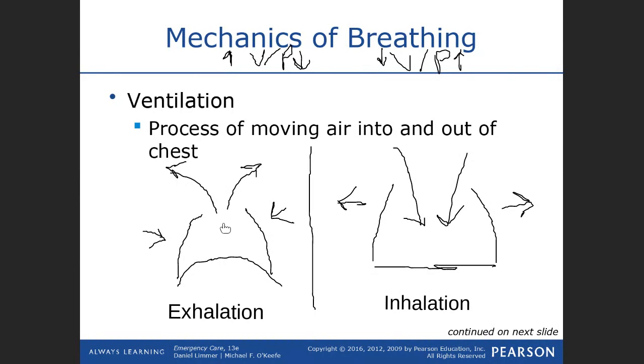So in the normal physiology of breathing, we breathe in with negative pressure, we breathe out with positive pressure. And remember, volume and pressure works inversely. If volume increase, pressure decrease. If volume decrease, pressure increase, working opposite.